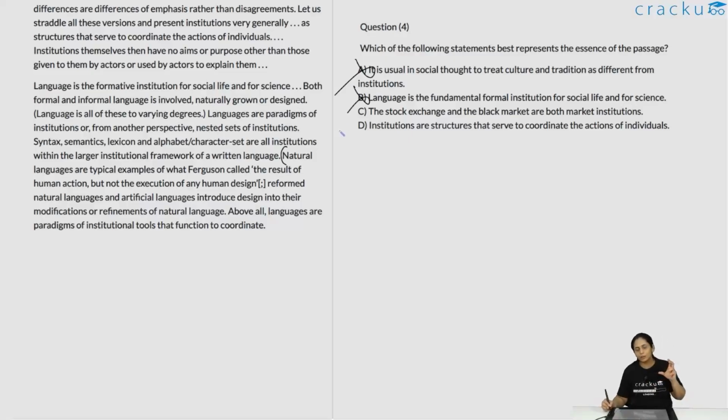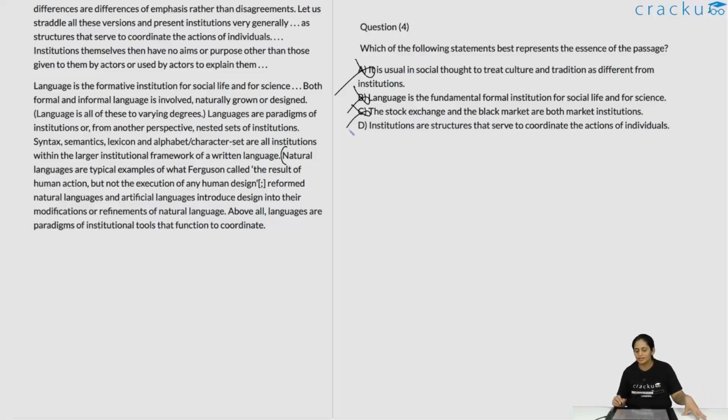His focus is not just on language, his focus is on institutions. What all are institutions? He mentions everything in the context of, is this an institution, is this an institution? So the focus is not on language, but rather on institutions. The stock exchange and black market are both market institutions. Like A, this is a fact mentioned, but this is not the crux of the argument. The argument is about what is an institution. C is just a fact mentioned, not at all the focus.